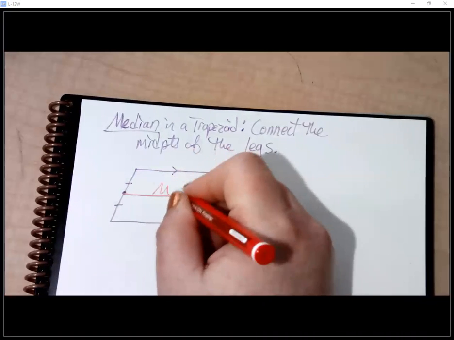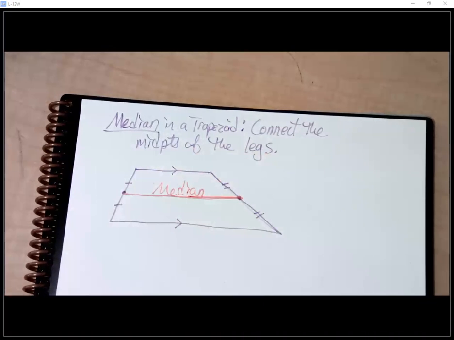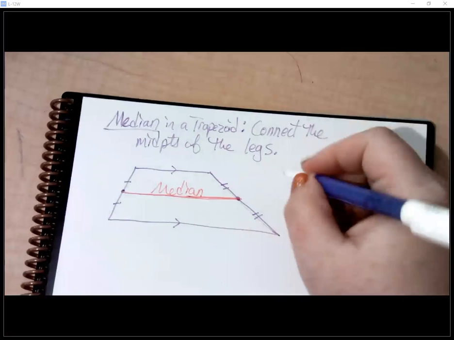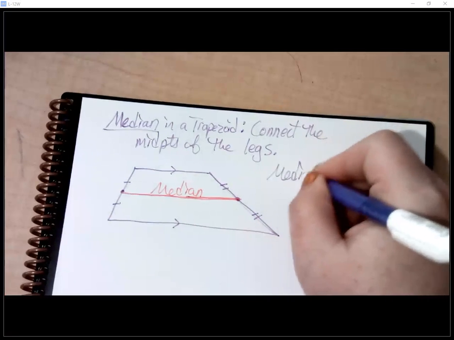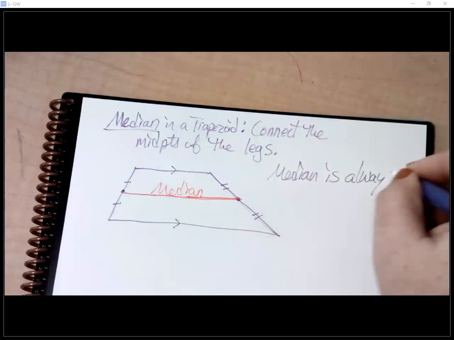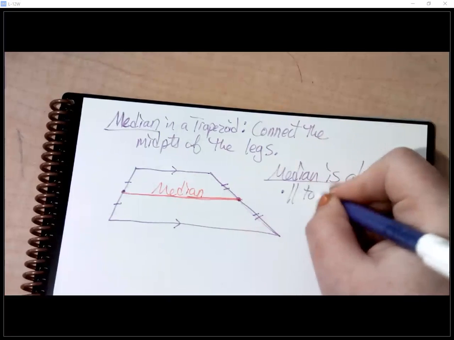If you have an isosceles trapezoid, wouldn't the median always be parallel to the two bases? Actually, it's true all the time, even in this one. So we have two fun facts about the median. There's the first one. The median is always parallel to the bases.